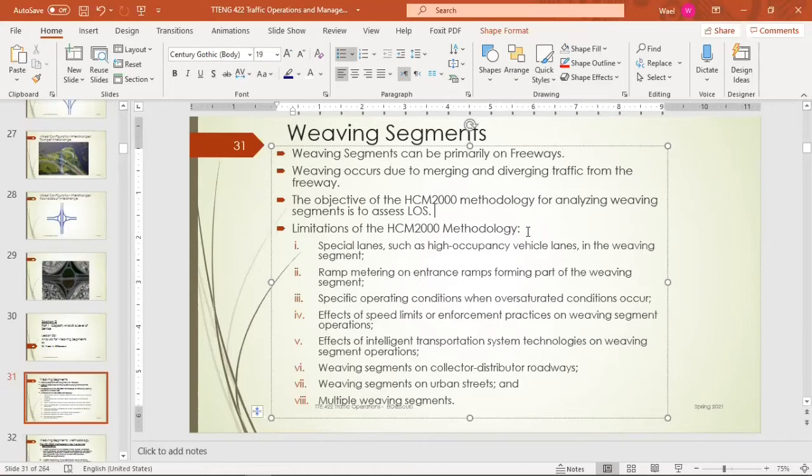Weaving segments on collector or distributor roadways, multiple weaving segments. Weaving segments on urban streets.